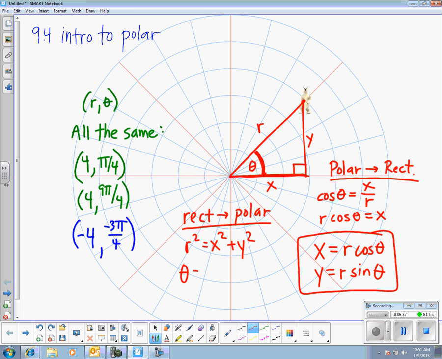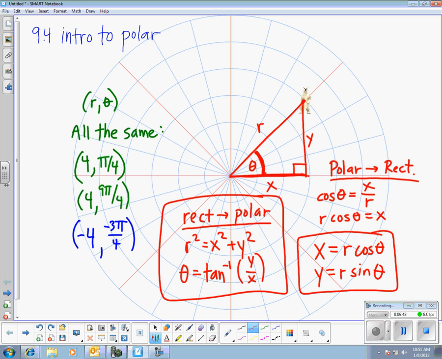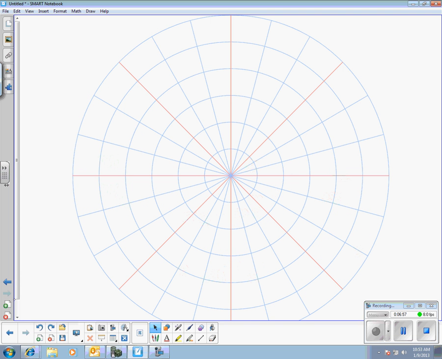So theta is going to equal the inverse tangent of y over x. And those two sets of formulas in red will help you translate between rectangular and polar whenever you need to. So let's talk about polar graphs for a minute. We saw with parametrics that parametric equations allowed us to create very interesting shapes and even graphs as cool as the spiral graphs and stuff like that. Polars, similar. They'll let you create shapes that you've never been able to graph before.